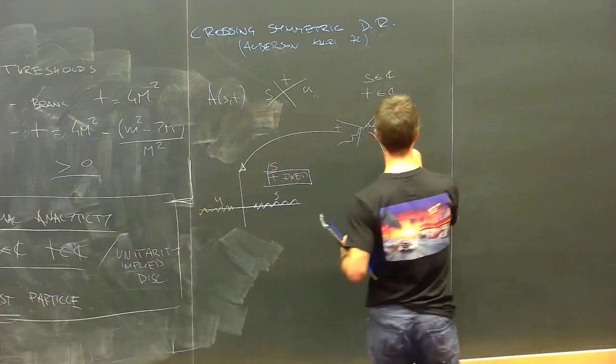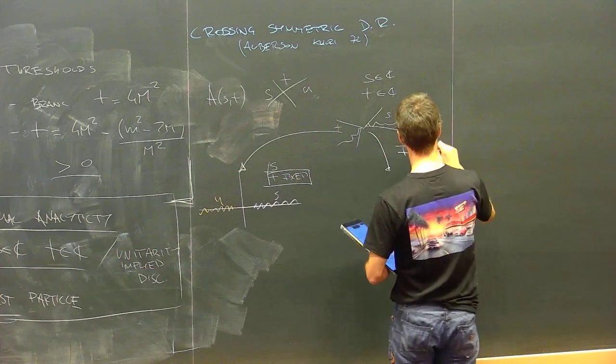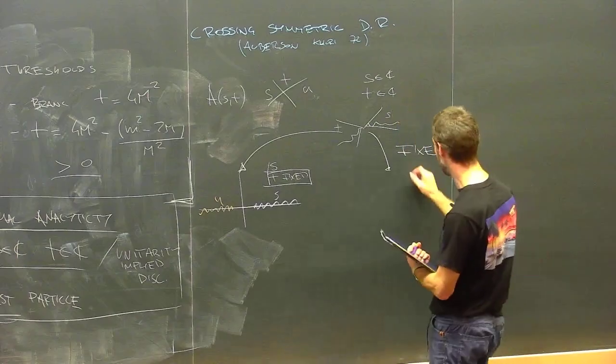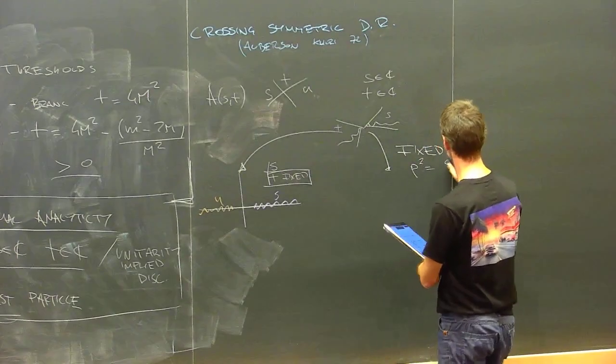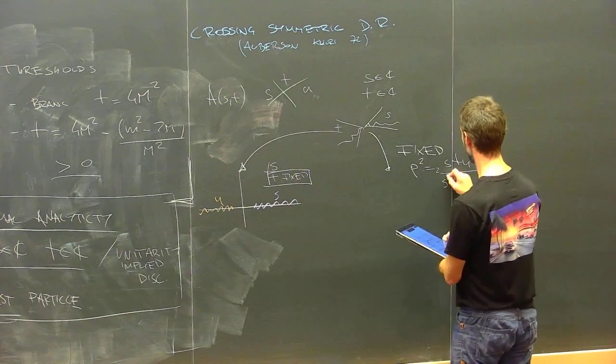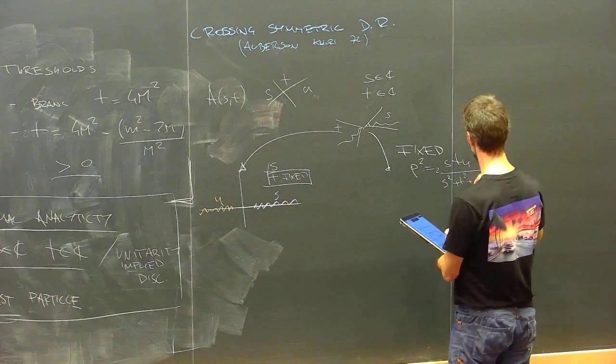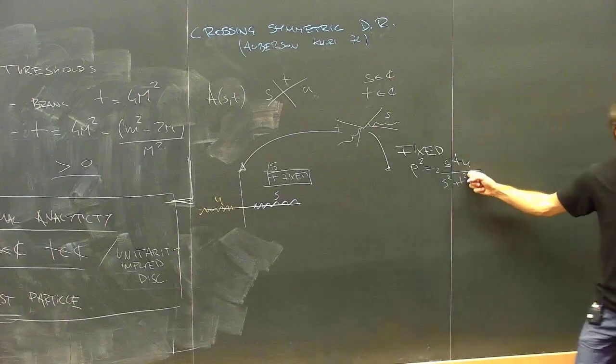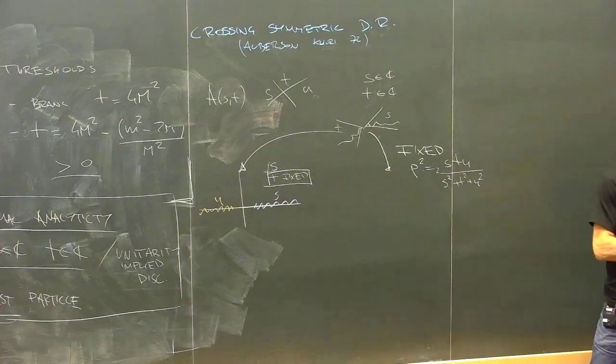Here I will keep a different variable fixed, P, which is manifestly given in terms of a crossing symmetric expression. So that's why you're allowed to do this.